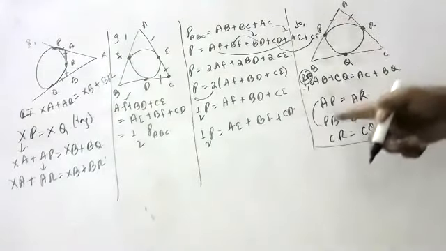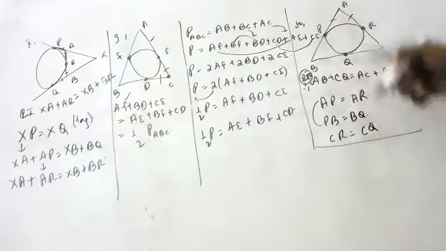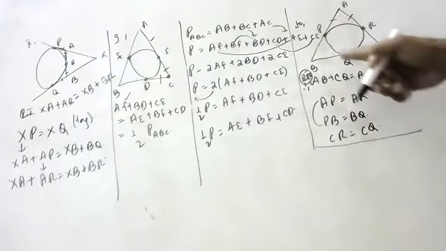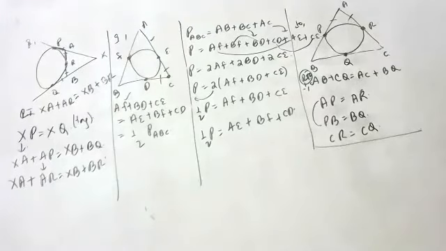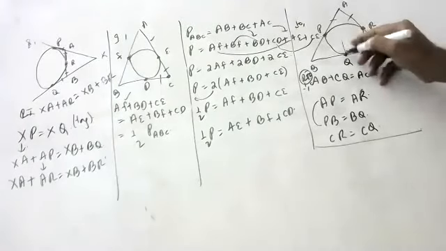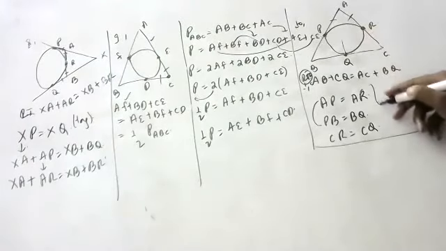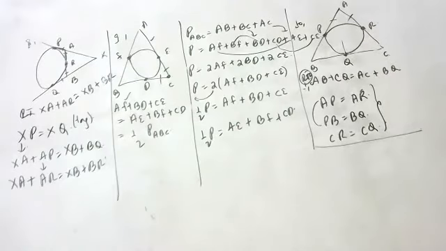AB plus BP is equal to AR plus BQ. Okay, yes sir, one second. Prove that he's asking AB plus CQ. No, not like that, it's not true. These conditions are correct only. How shall we go ahead?